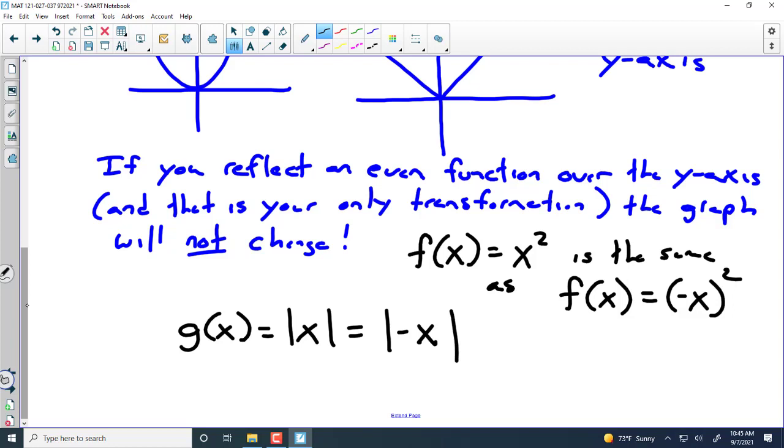Same thing with the absolute value. It does not make a difference if you put a negative up against the x. Make sure the negative is on the inside.